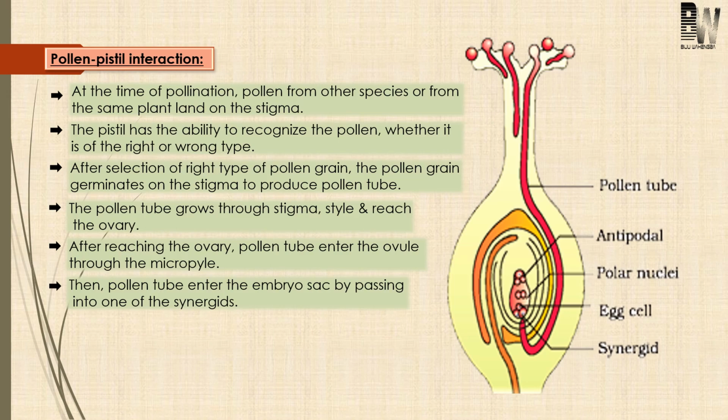And all this event, from pollen landing on a stigma up to the pollen tube entering into the ovule, represents pollen pistil interaction. So this is everything about pollen pistil interaction, and this interaction is easily represented by this simple diagram.